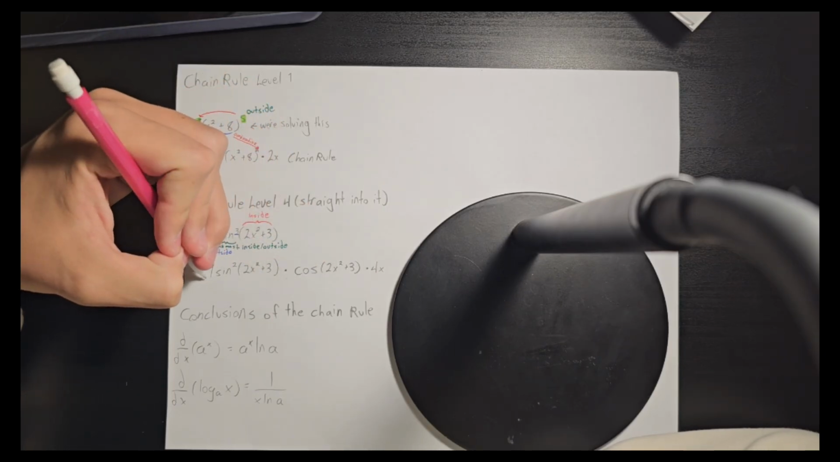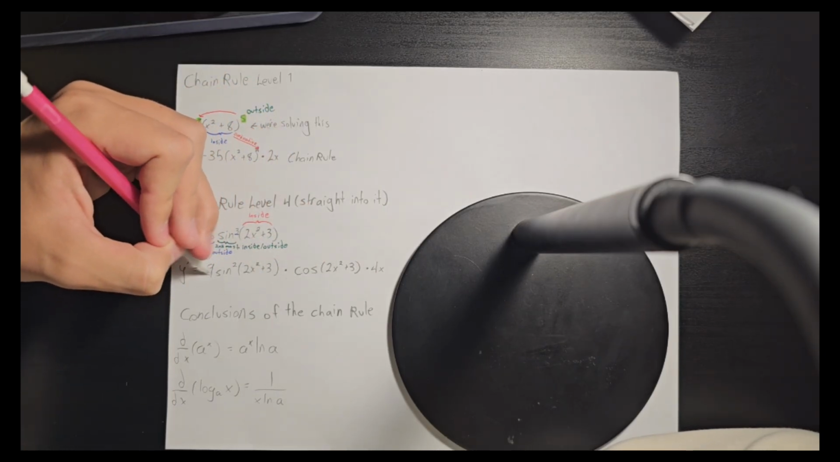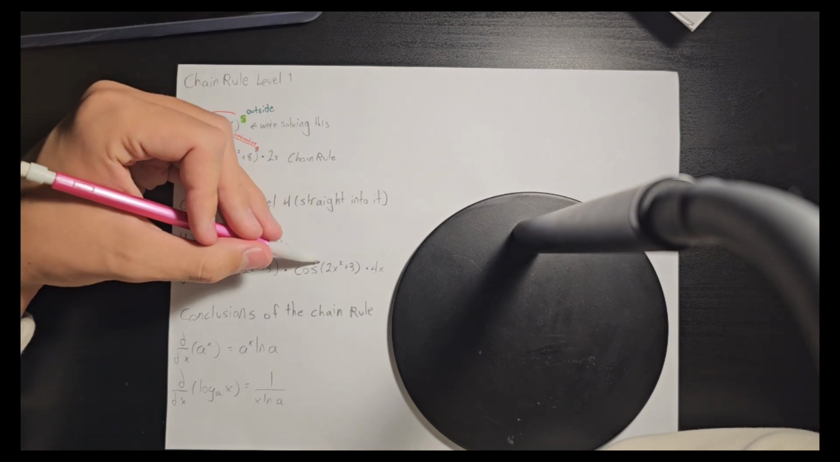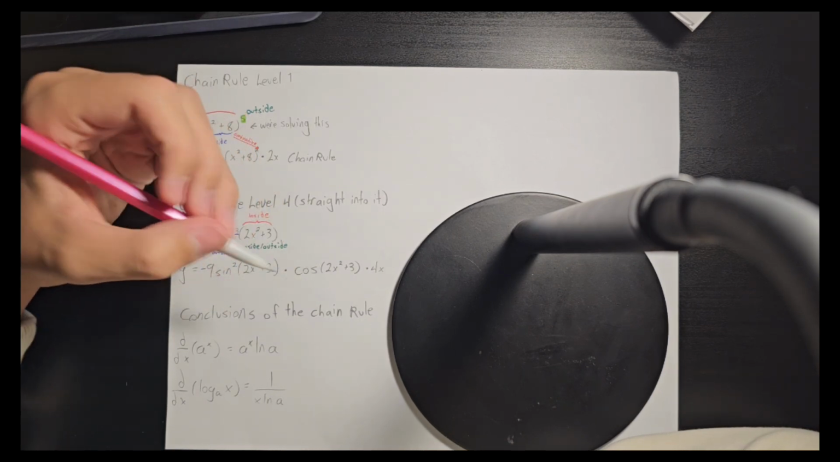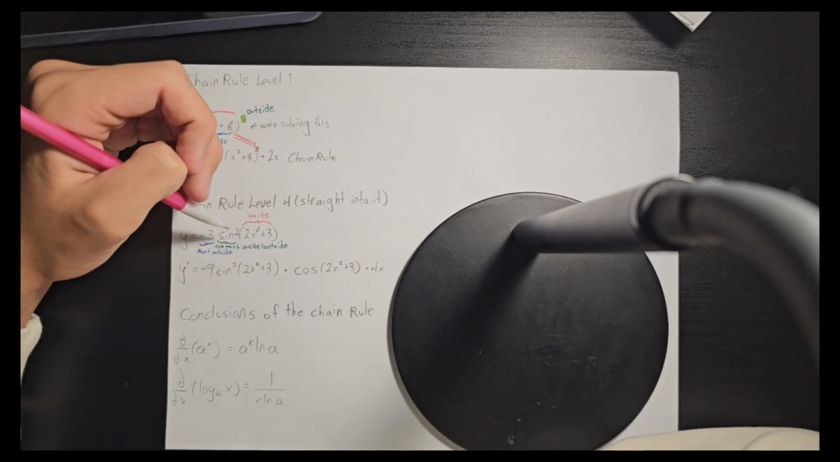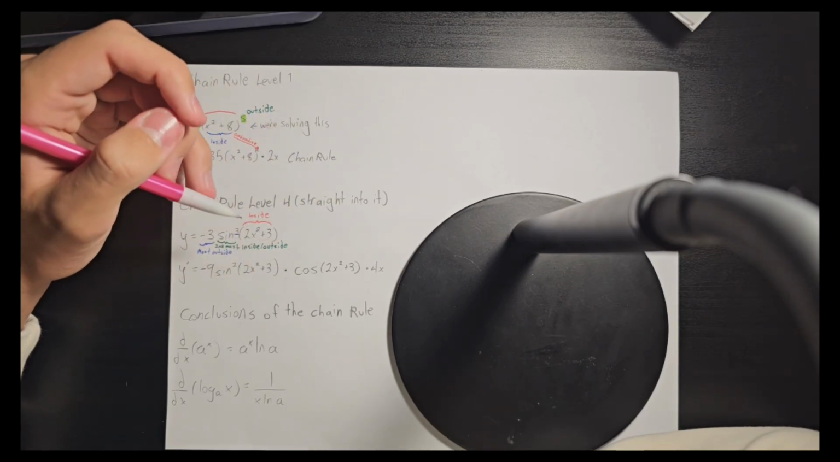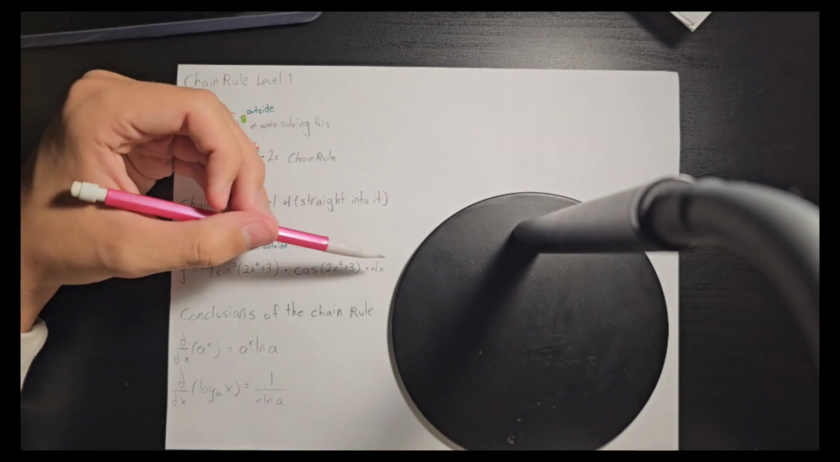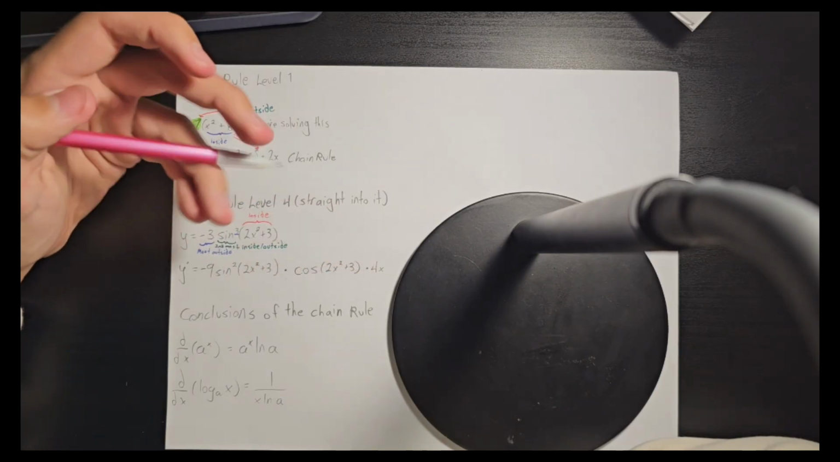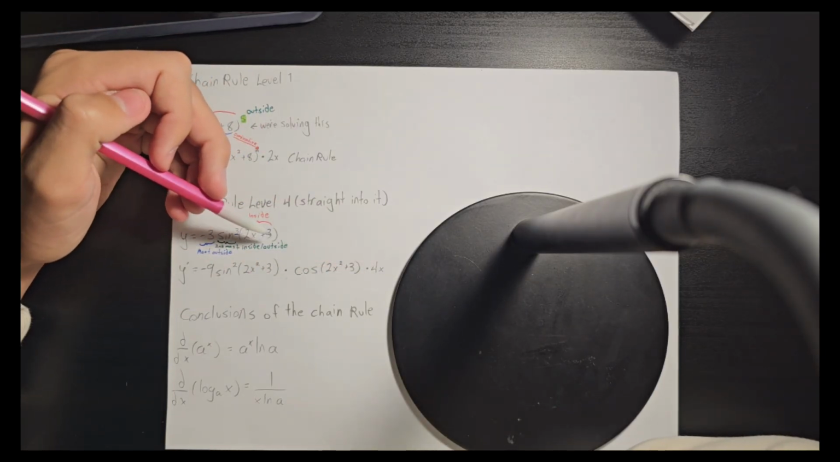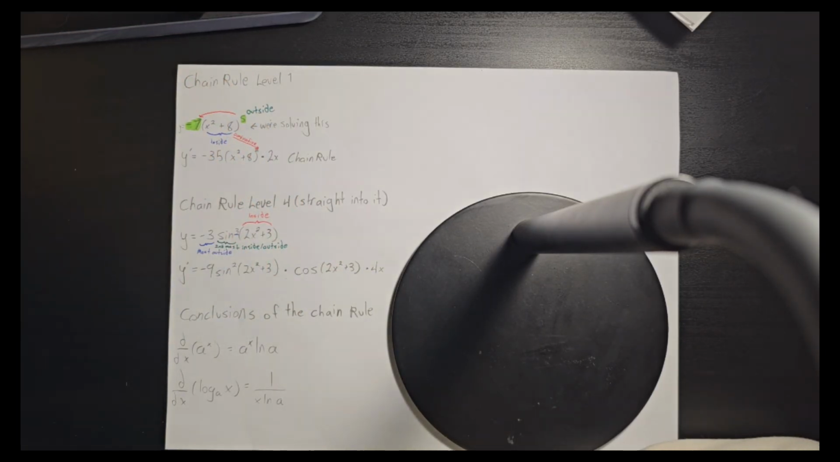Notice how I no longer have the -3, the -9 is gone, and the exponent right here is gone. So the only thing that really changed here was the sine becoming a cosine. And then the last one is the most inside, which is just 2x squared plus 3. The derivative of that is 4x. Then, you'd plug that in and you'd get the answer.